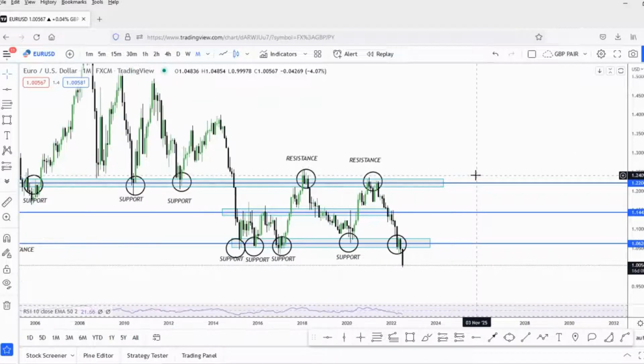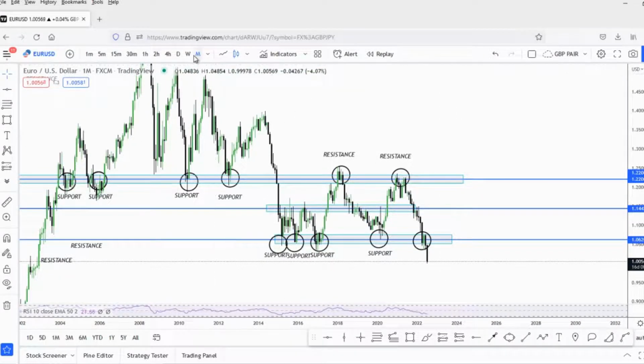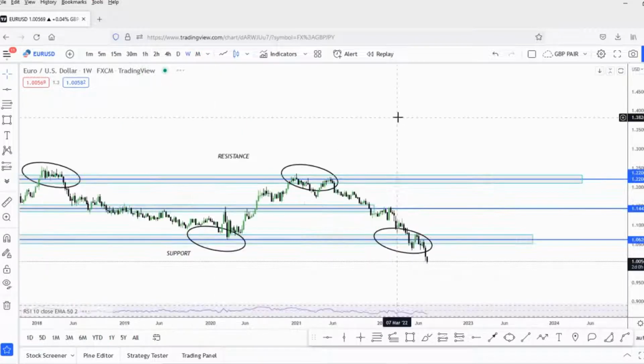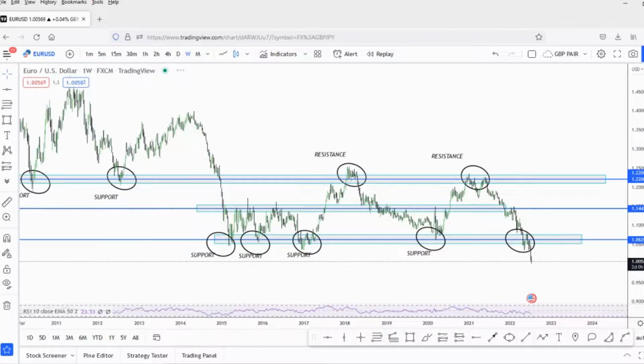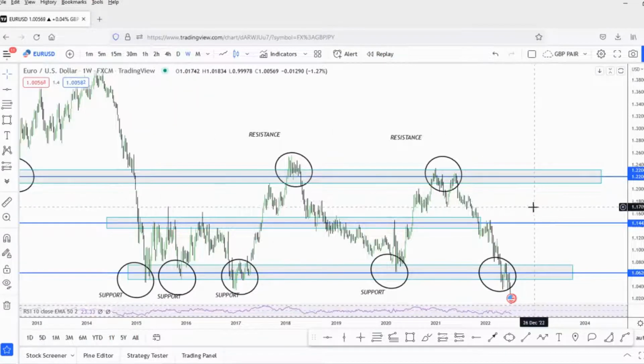After you've done this, the next thing you want to do is go down to the weekly time frame. Now you can see that all this we drew on the monthly appeared on our weekly time frame.